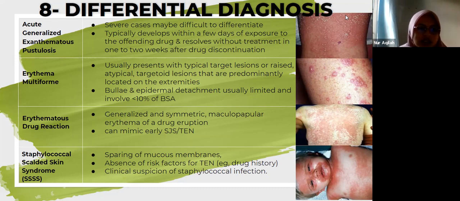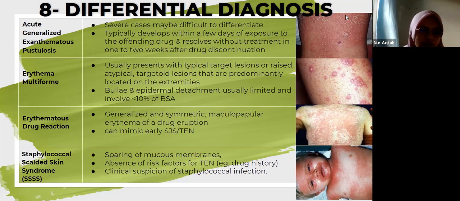The second diagnosis is erythema multiforme, which is closely related to HSV infection. It usually presents with typical target lesions or raised atypical target lesions that are predominantly located on the extremities. The bullae and epidermal detachment in erythema multiforme are usually limited and involve less than 10% of the body surface area. The next differential is the erythematous drug reaction. It is generalized and symmetric, presenting with maculopapular erythema of a drug eruption pattern, and it can mimic early SJS or TEN.